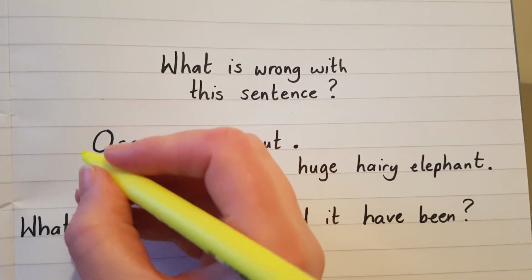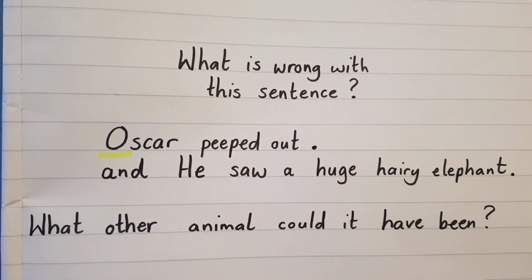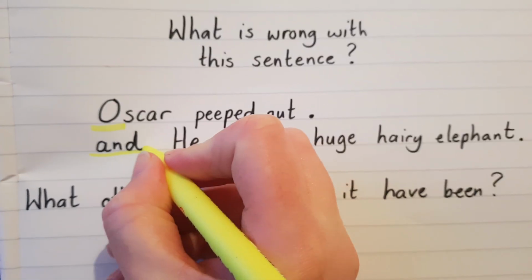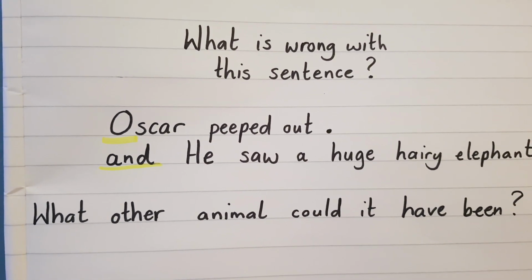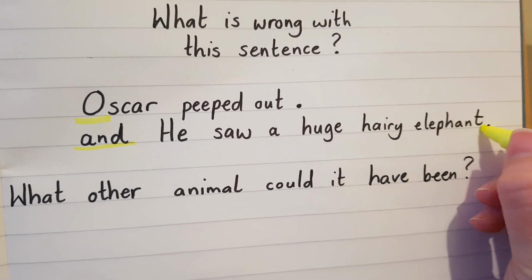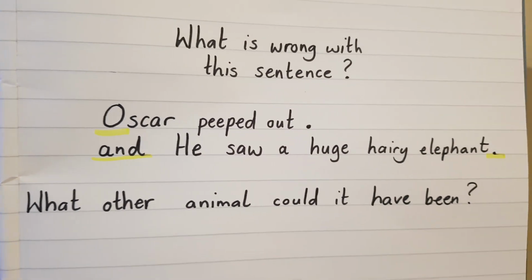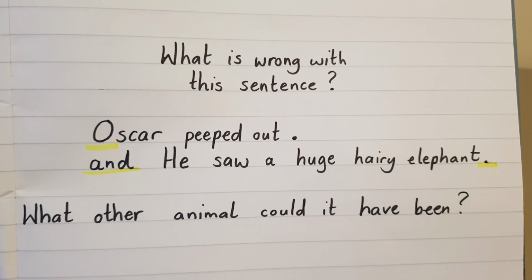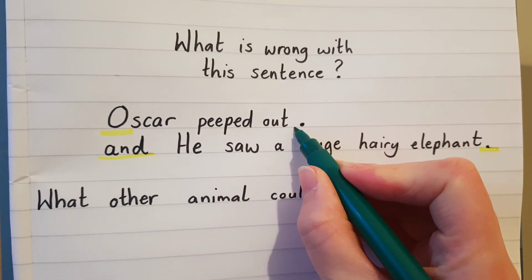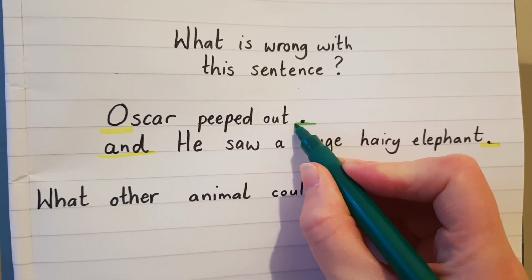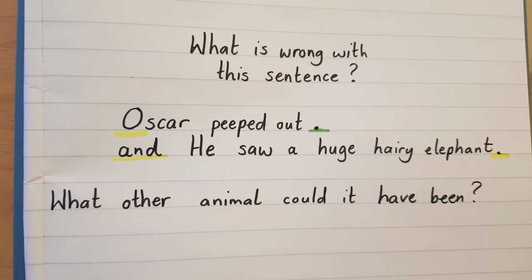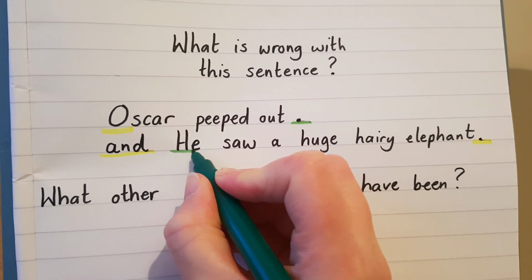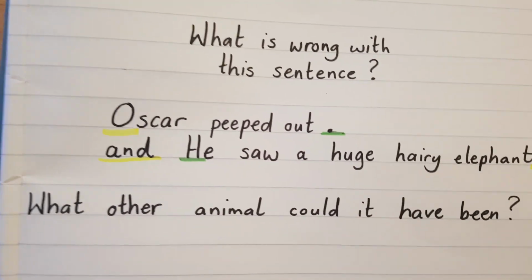I've got my capital letter for Oscar because that's a name. I've used the word and. I've got my full stop at the end. But what's wrong with that sentence? I can see a full stop in the middle of my sentence. We only use them at the end. And also a capital letter. That shouldn't be in the middle of our sentence.